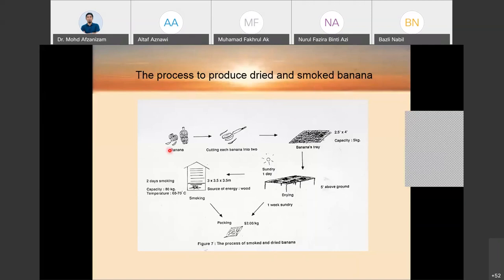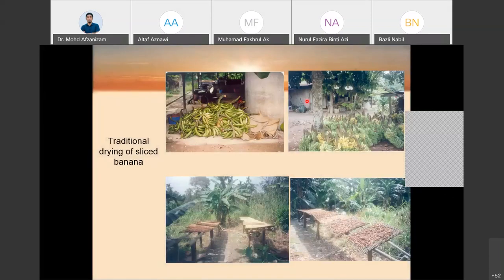Smoked banana: just peel off the banana, then try to dry it, and then go for the smoking in the fridge at 60 to 70, and then sell to the customer. Okay, so the banana, we try to chop the banana, peel it, and try to dry it conventionally. In the middle of the, maybe this one is a wood or bamboo, I'm not sure.